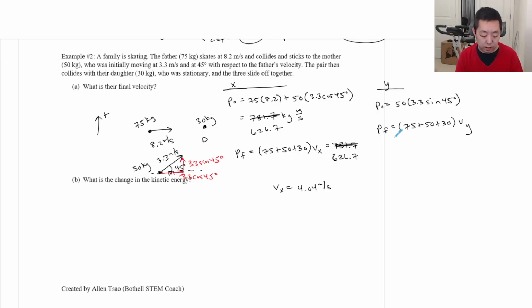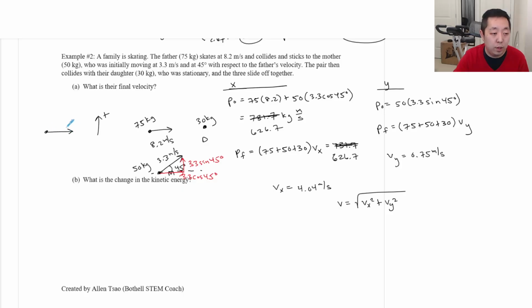Divide that by, what did I say, 155 kilograms. And so the Vy is going to be 0.75 meters per second. So their final velocity is the square root of the x component squared plus the y component squared, right? Because it has a rightward component and an upward component. So we do the hypotenuse to find the magnitude there, right? This final velocity: square root of 0.75 squared plus 4.04 squared gets me about 4.1 meters per second.